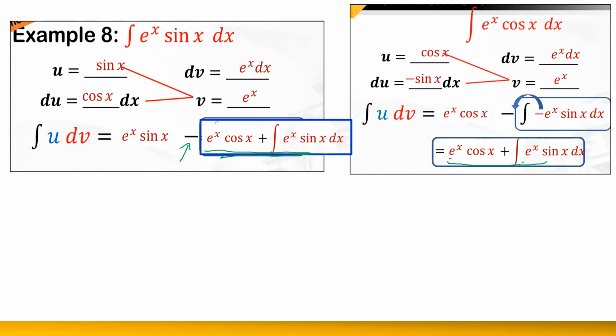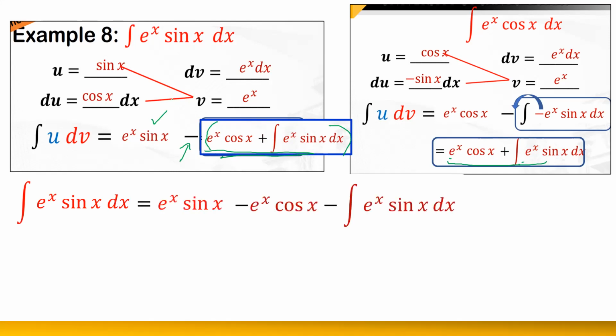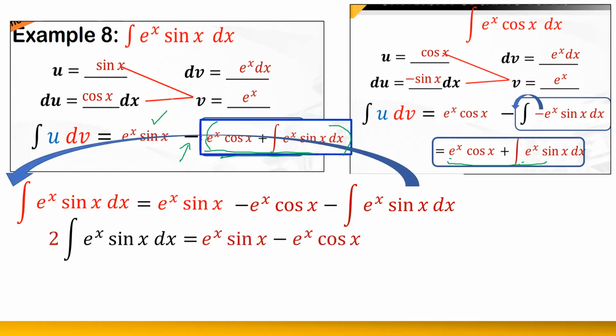Remember, naka-quantity sila. Quantity. So, ayun. Meron tayong e to the x sin x, nabubulol na. Tapos, minus e to the x cosine x minus integral of e to the x sin x. Okay, so lipat na naman siya. So, same thing. Magiging dalawa na yung integral of e to the x sin x dx natin. Tapos, ito yung first term, ito yung second term.